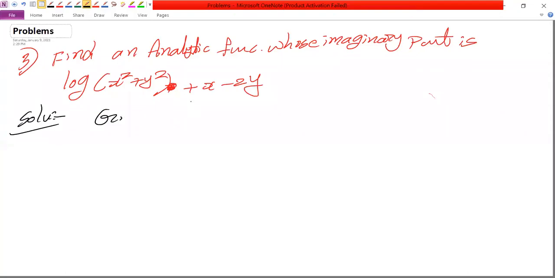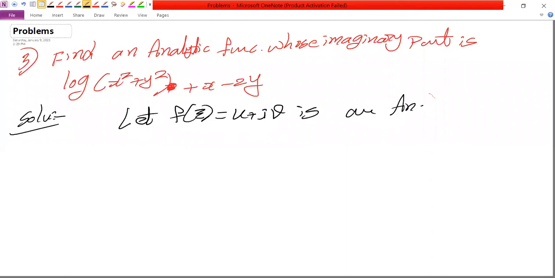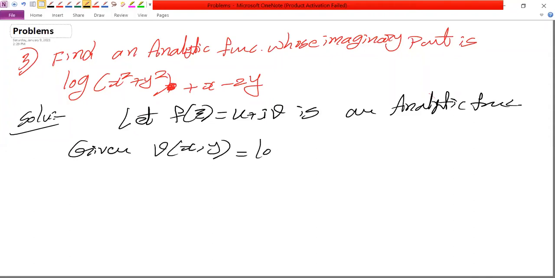No, not given. Let f of z equals u plus iv is an analytic function. Okay, given v of x comma y equals log of x square plus y square plus x minus 2y.